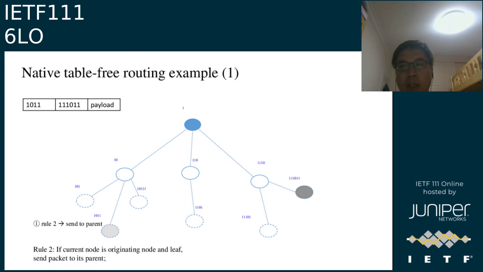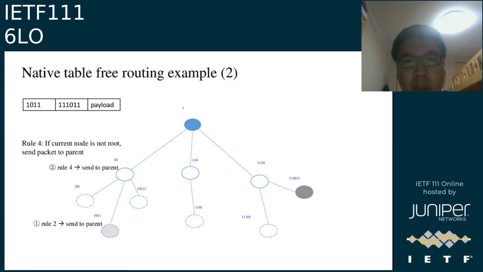Suppose there is a packet destined to 111-011, the light gray node, from the 1011 node, the deep gray node. At the source, rule 2 will be matched first, so the action is sending to the parent node with address 10.